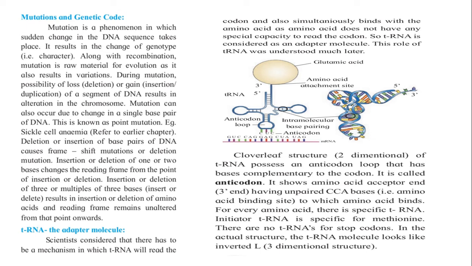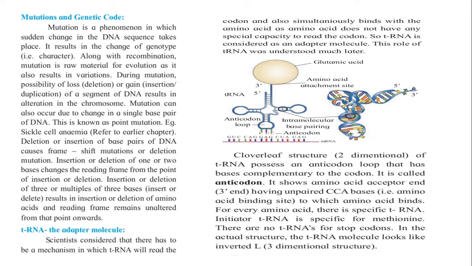During mutation, there is a possibility of loss or gain of a segment of DNA, resulting in alteration in the chromosomes. Mutation can also occur due to change in a single base pair of DNA. This is known as point mutation. Example, sickle cell anemia.